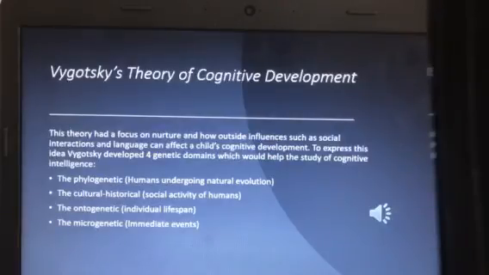theory. This theory had a focus on nurture and how outside influences such as social interactions and language can affect a child's cognitive development. To express this idea, Vygotsky developed 4 genetic domains which would help the study of cognitive intelligence. The phylogenic, humans undergoing natural evolution; the cultural historical, social activity of humans; the ontogenetic, individual lifespan; and the microgenetic, immediate events.